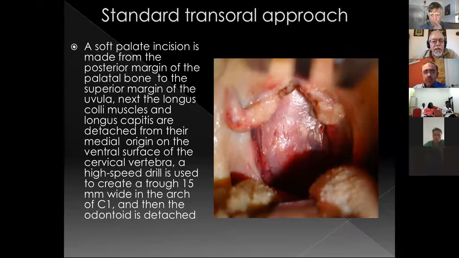A soft palate incision is made from the posterior margin of the palatal bone to the superior margin of the uvula. Next, the longus colli muscles and longus capitis are detached from their medial origin on the ventral surface of the cervical vertebra. A high-speed drill is used to create a trough 15 millimeters wide in the arch of C1, and then the odontoid is detached.